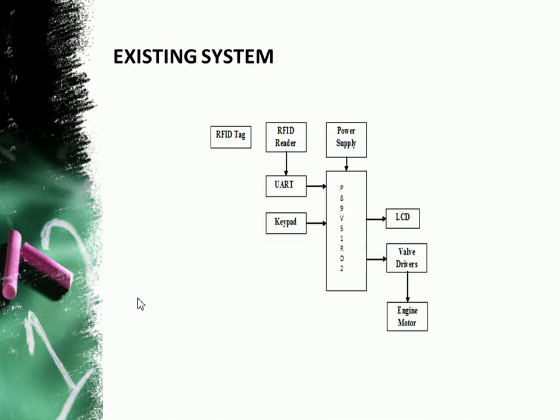And this is the existing system. Earlier, many security systems have been proposed to reduce theft. In this we have RFID and a microcontroller. Whenever we want to start the vehicle, we just scan the RFID tag and compare the microcontroller's ID with the RFID tag's ID. If it matches, the LCD shows that the person is the authorized one. Then the valve drivers are energized and the engine works. This is the process in the existing system.